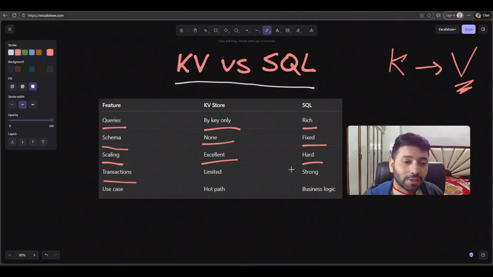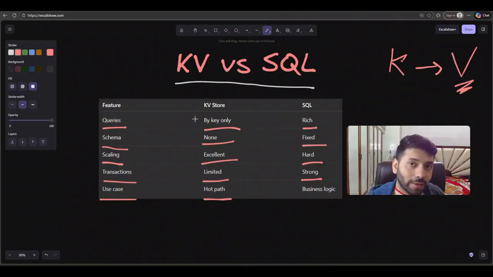Talking about the transactions, of course SQL provides strong ACID properties. So the ACID properties in transactions for SQL are quite strong, whereas for key value database they are limited. And when we talk about the use case, of course SQL is used for providing the ACID properties support. It has strong consistency, so it is used for financial transactions, the banking apps, whereas the key value database is used for hot path. Okay, so the key value database is excellent when we talk about massive reads happening at scale, because you will simply query based on the key.